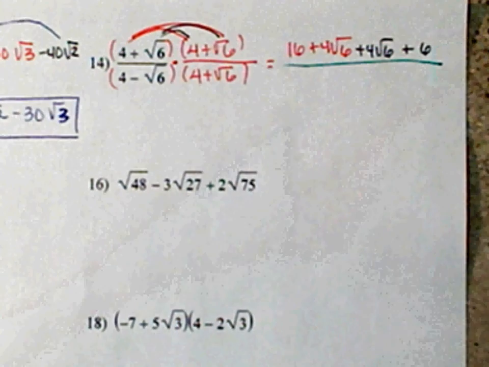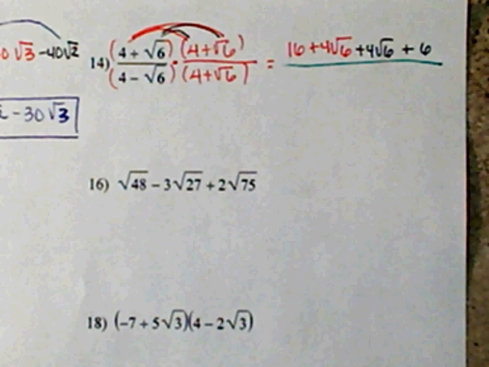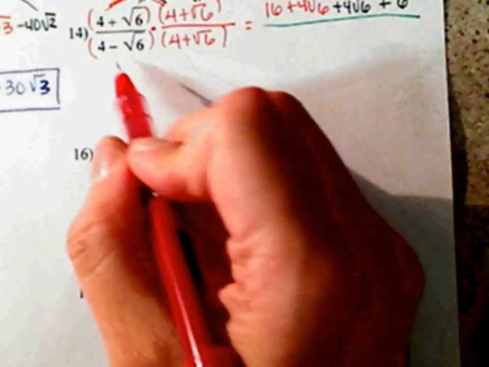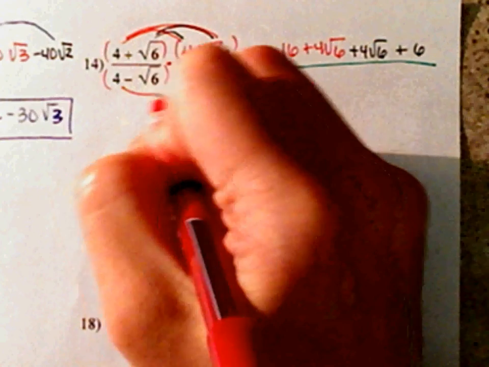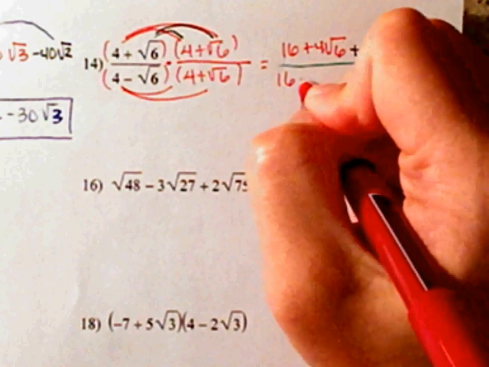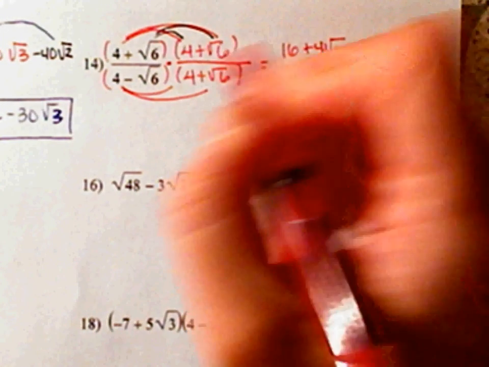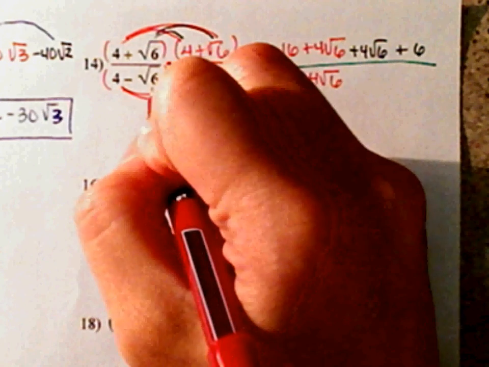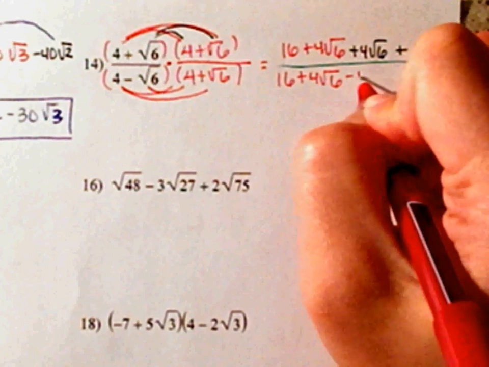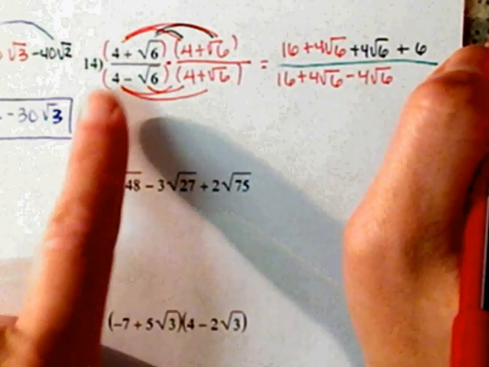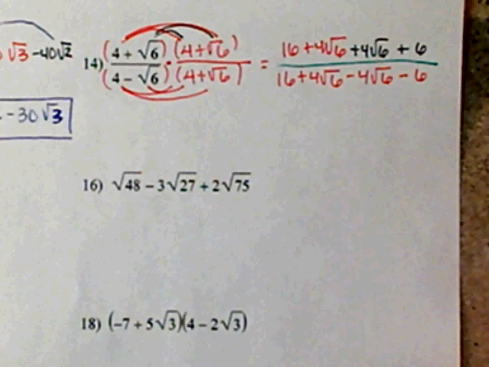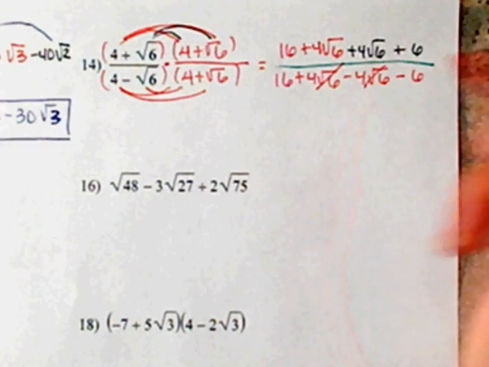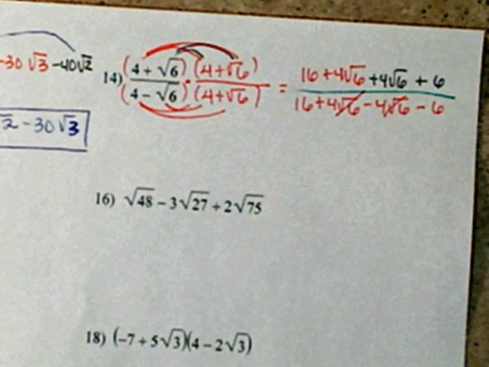Divided by. Do the same thing to your denominator. 4 times 4 is 16. 4 times square root of 6 is positive 4 square roots of 6. Middle term, square root of 6 times 4 is minus 4 square roots of 6. Square root of 6 times square root of 6 is negative 6. Okay? Guess what happens to that middle term? It cancels out.